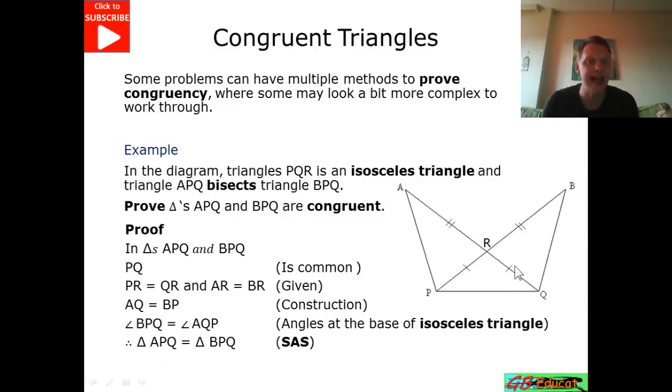In which case our triangle APQ has got to be equal to triangle BPQ because of side angle side, because we've got our enclosed angle within two side lengths. And of course, just finishing that off with our statement, just saying that they've got to be equal, QED, as shown, as demonstrated.